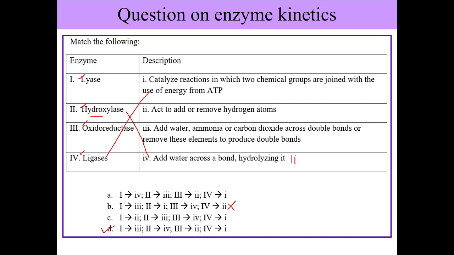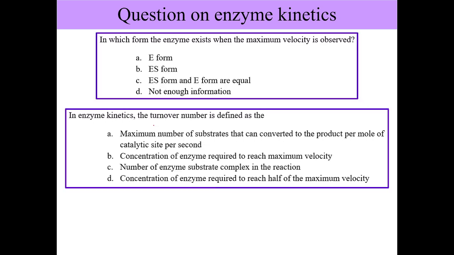Oxidoreductases, what does this do? They add or remove hydrogen group. Yes, so this should be this one. And then we are left with lyase, which adds water, ammonia or carbon dioxide across double bonds or removes these elements to produce double bonds. Okay, so let us look at the answer. Yes, it is B. Okay, right. So we will move on to the next two questions.